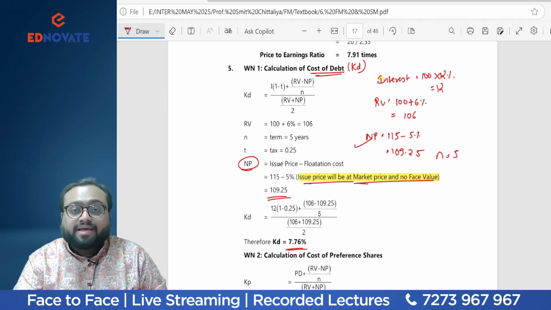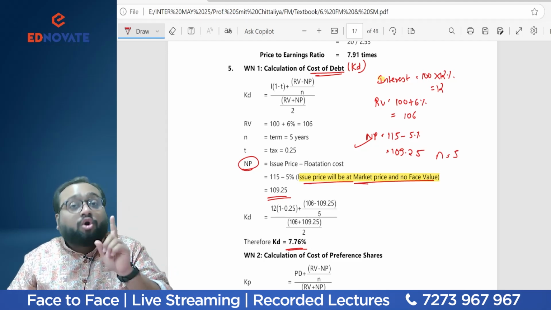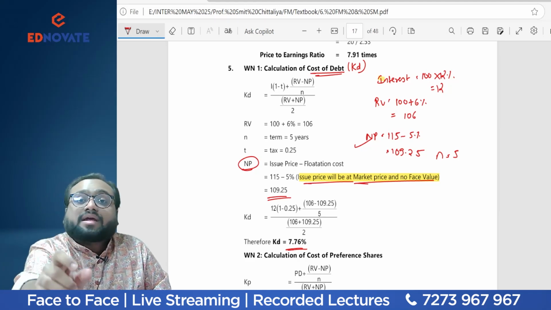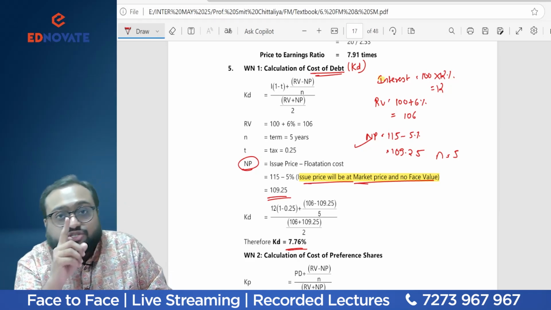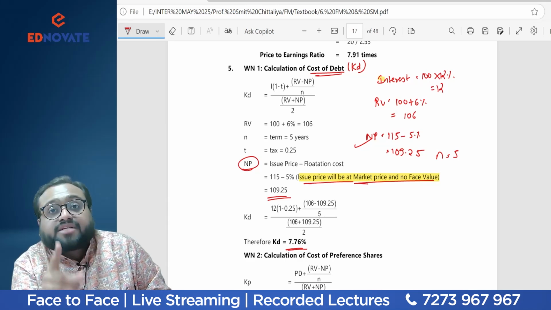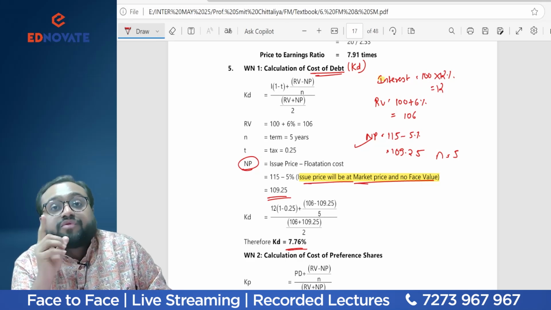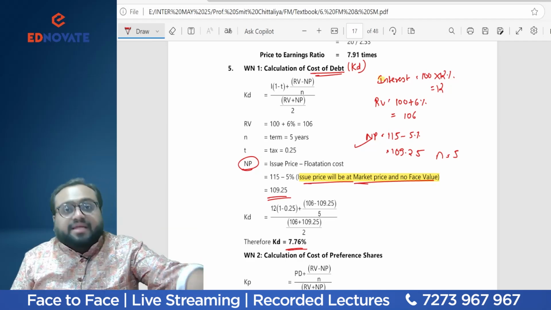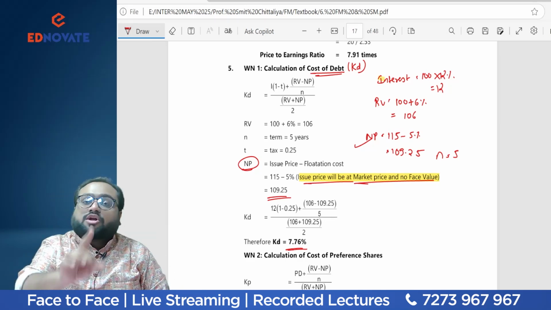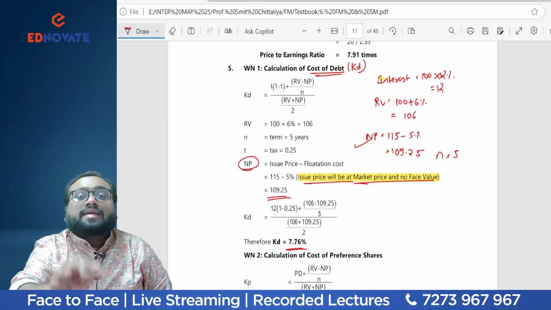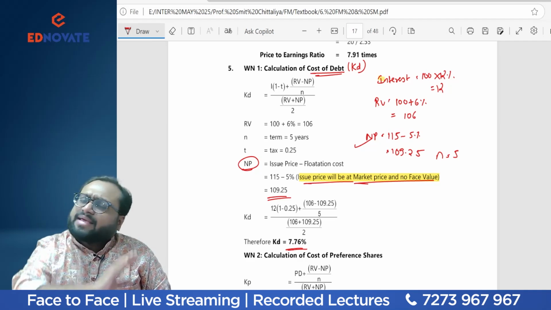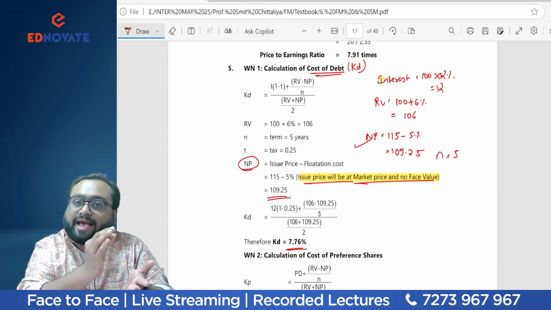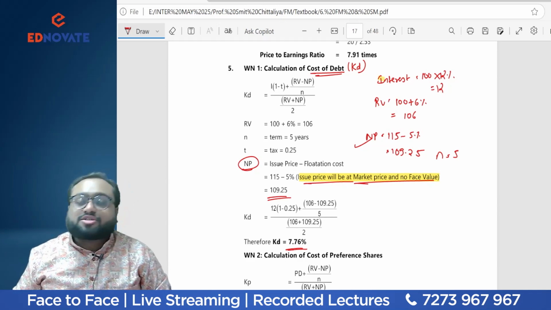And keeping all things in mind, understand, always interest on face value. Flotation cost will be on the issue price or the market price at which it is issued. Here the face value is 100, but the company is issuing the debentures at 115. So flotation cost will always be on the issue price or the market price and not on the face value, very clearly told in RTP also. And we shall also follow the same in the exam. If you find any confusion, kindly write the note at the end that flotation cost has been calculated on the market price or the issue price.